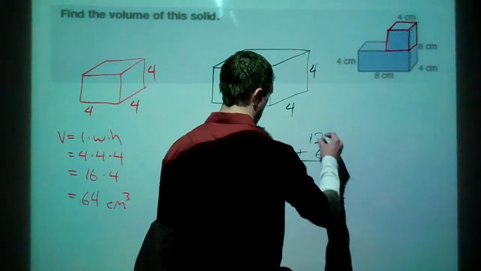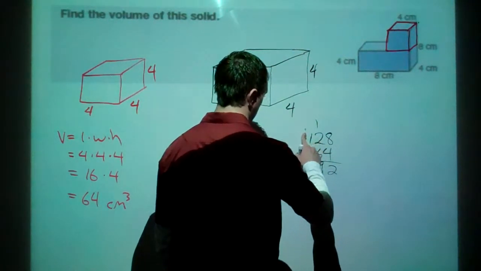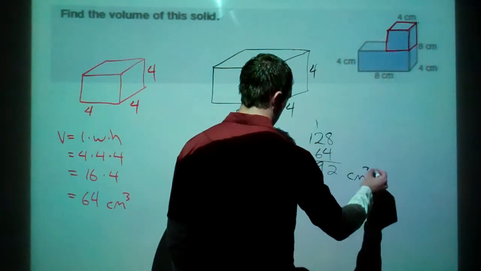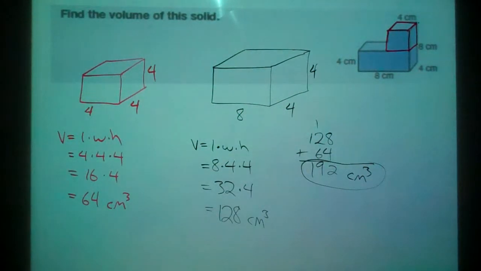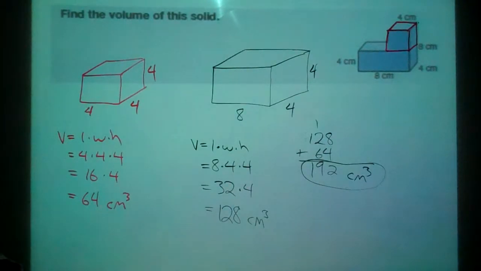Oops, no, don't carry that. So it should be 192 centimeters cubed. 192 centimeters cubed. Alright, so that is basic volume for rectangular prisms. We're going to, like I said, eventually move into some more challenging types of volumes. But that's all we were going to do today.